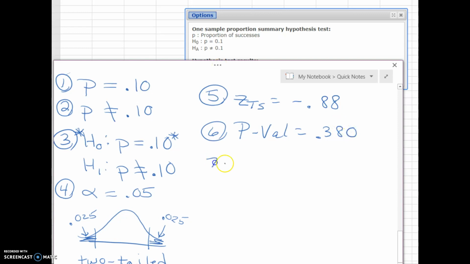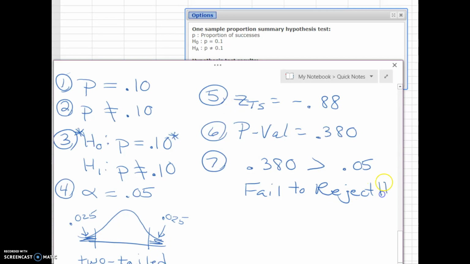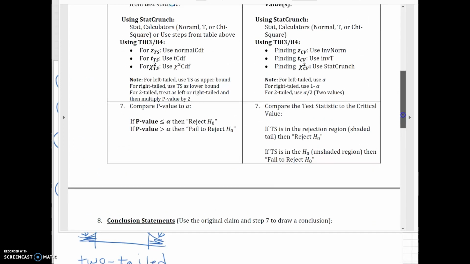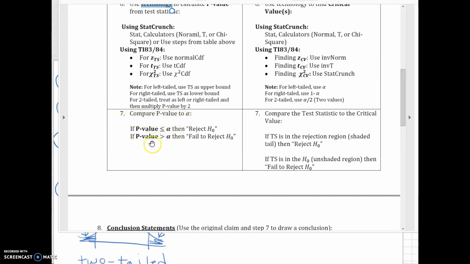Now step 7 with the p-value method is you're going to compare your p-value to your alpha. So my p-value is 0.380 and my alpha is 0.05. So my p-value is greater than my alpha. So that means I'm going to fail to reject the null. And that's right there on the formula sheet, step 7. You compare. If your p-value is greater than alpha, you fail to reject.